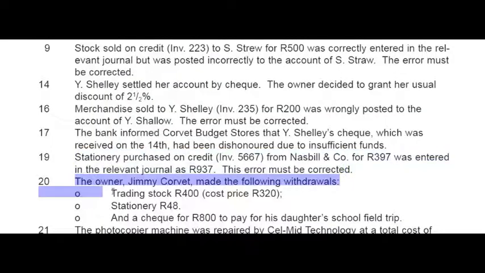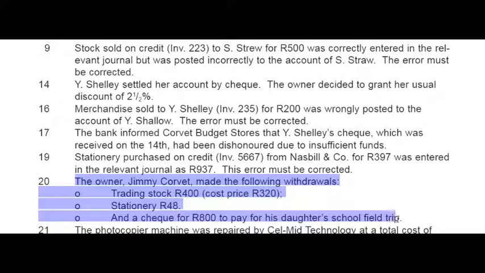Then on the 20th, the owner took different things for himself. He took trading stock at a cost price of 320 Rand, stationery at 48 Rand, and a check for 800 Rand. Okay, so the two elements that will affect the general journal are trading stock and stationery.